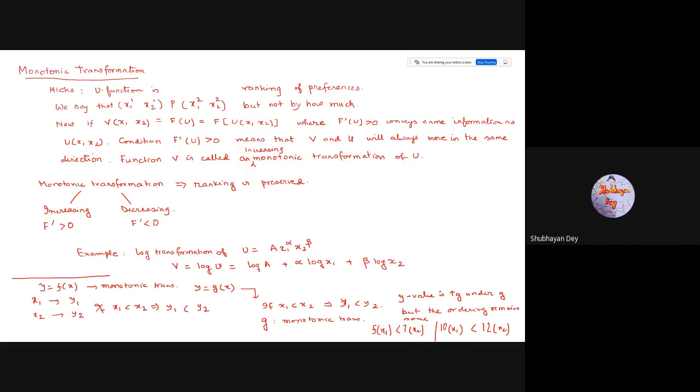x1 is greater than x2, then y1 is lesser than y2. Yes, I am starting with this. So this ranking means y2 should always be less than y1, okay? This will happen. So monotonic transformation implies that the ordering is same.